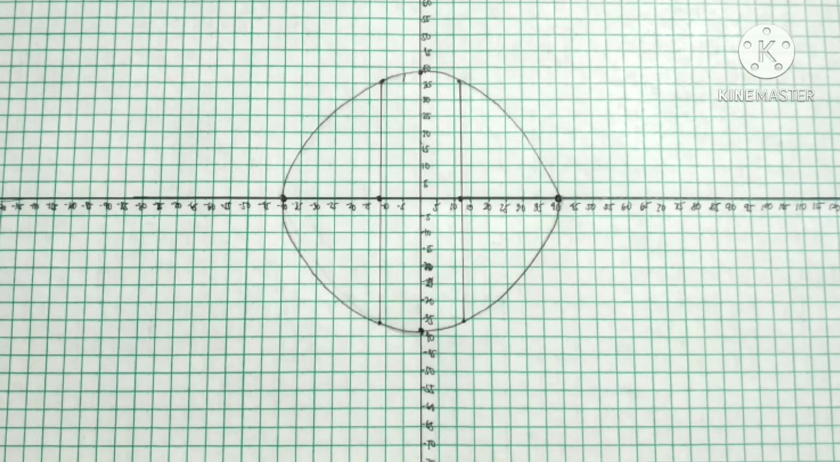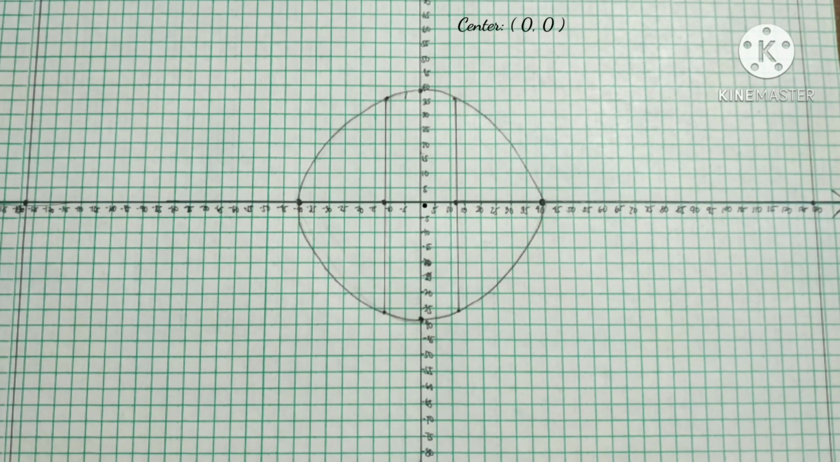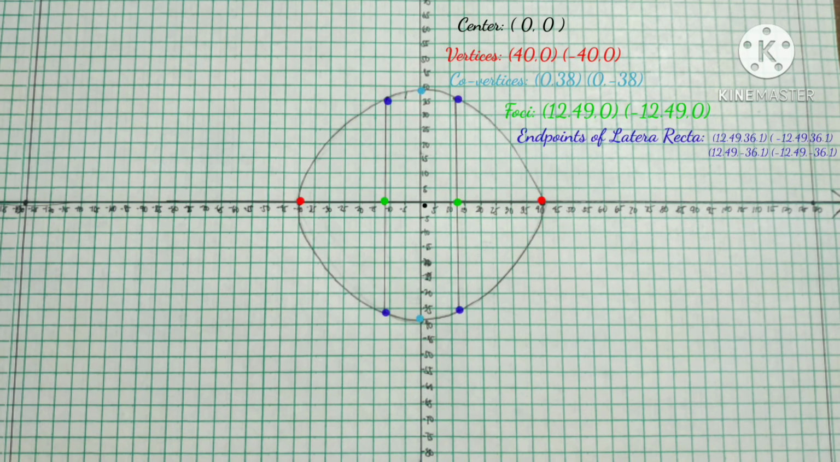We're going to sketch it in the graph. Here's our center. Here are our vertices, our co-vertices, our foci, our endpoints of lateral recta, and directrices.